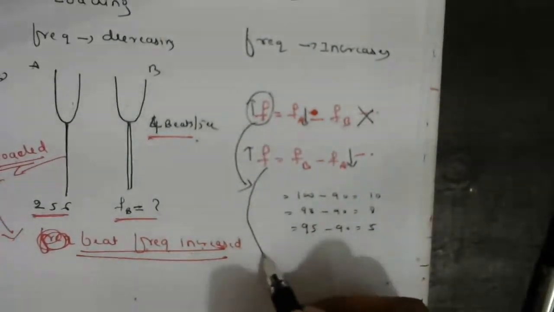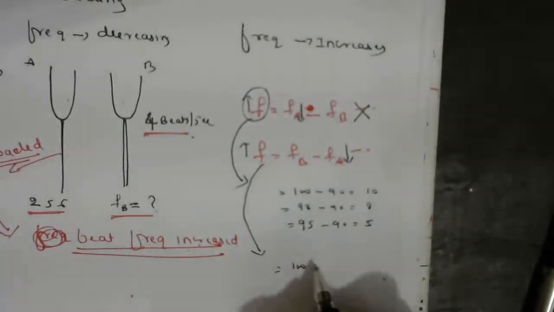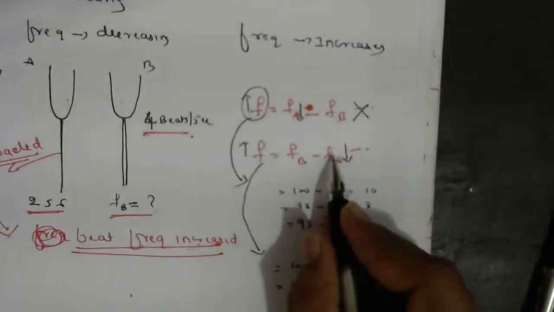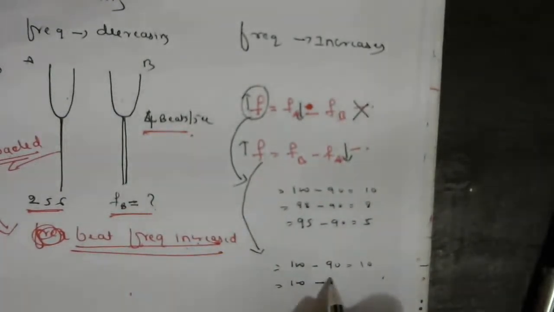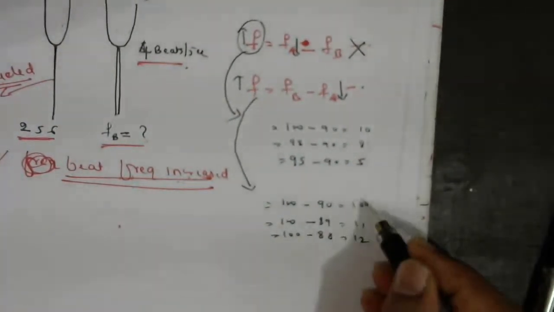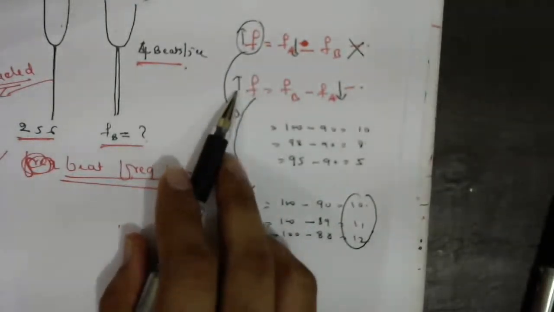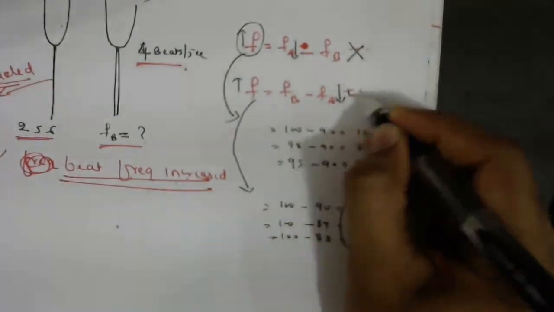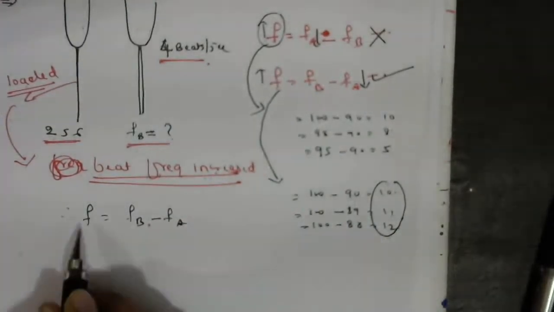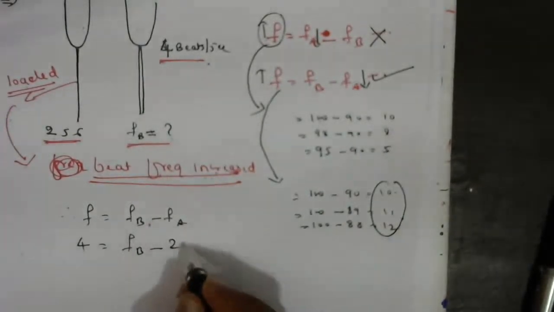Similarly I'll take this other one. Now FB, for example 100, this value has to be greater, and FA for example 90. After loading, FA is decreasing: 100 minus 89, what you got? 11. Now 100 minus 88, 12. See, what is happening here? Increasing. What is required here? The beat frequency should increase. Here the beat frequency is increasing. That's why we have to use this equation. So the beat frequency is equal to FB minus FA. Beat frequency here is 4. FB is unknown, minus FA 256.